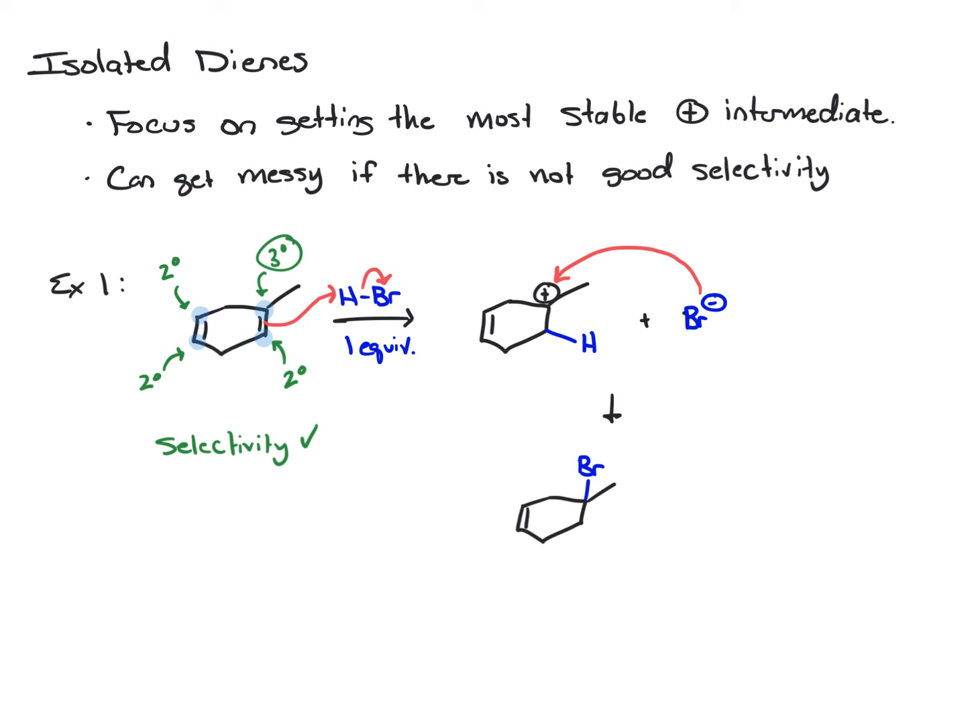In this example, we used one equivalent of starting material, one equivalent of HBr. If you had used two equivalents of HBr or an excess, then you would also get a reaction at the other double bond. This one would be a little bit slower because you don't get the tertiary carbocation, you would get a secondary carbocation.